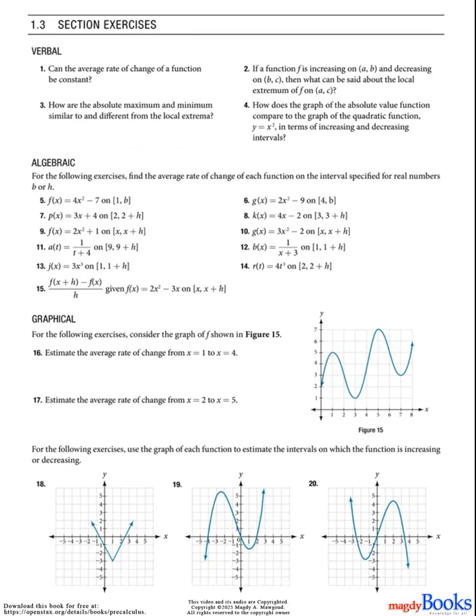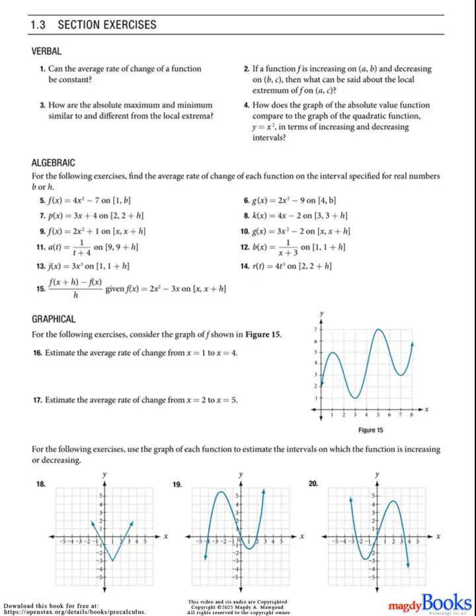1.3 Section Exercises. A. Verbal. 1. Can the average rate of change of a function be constant? 2. If a function f is increasing on (a, b) and decreasing on (b, c), then what can be said about the local extremum of f on (a, c)? 3. How are the absolute maximum and minimum similar to and different from the local extrema?